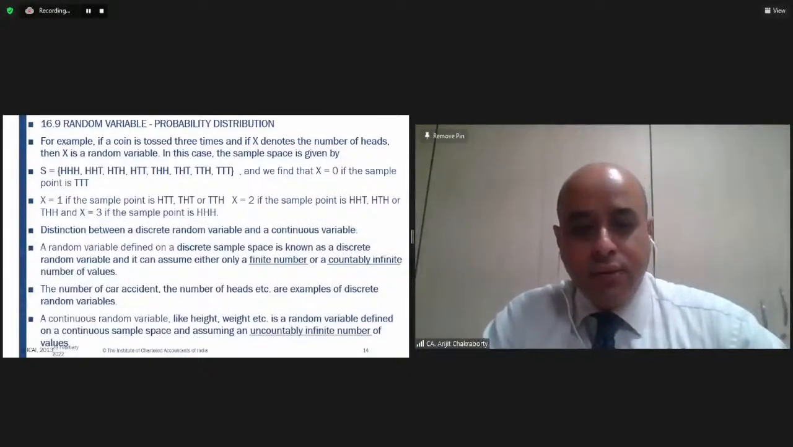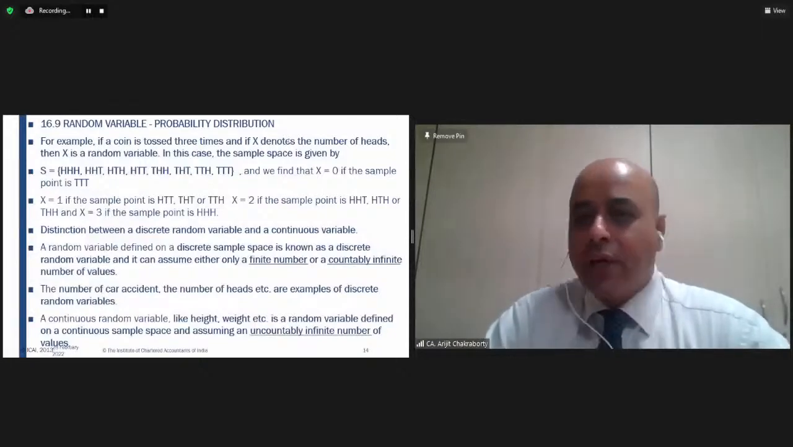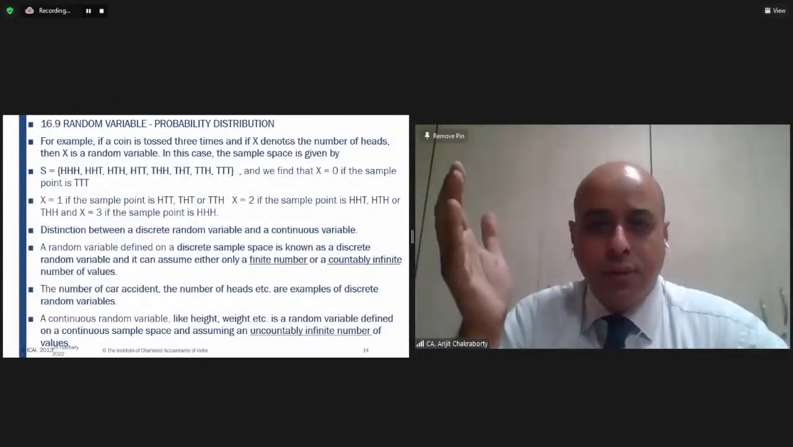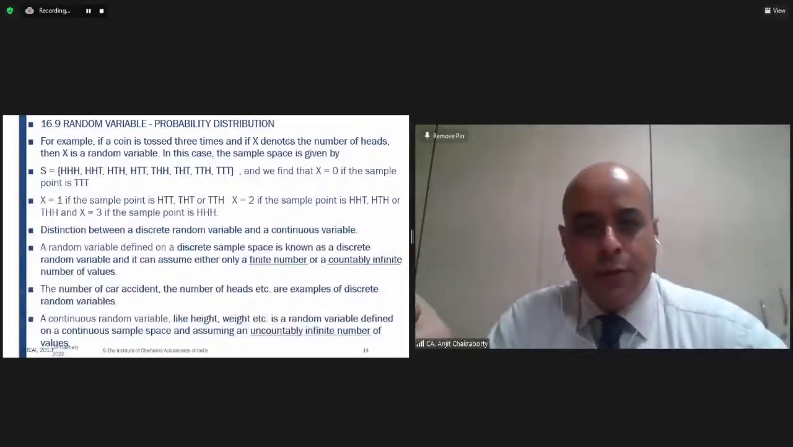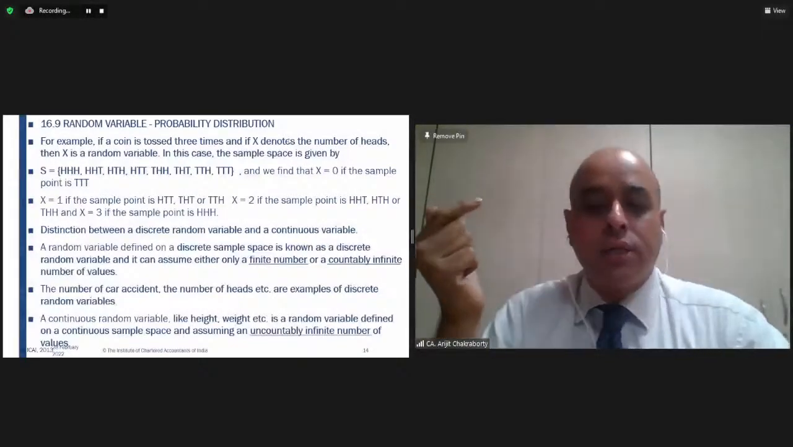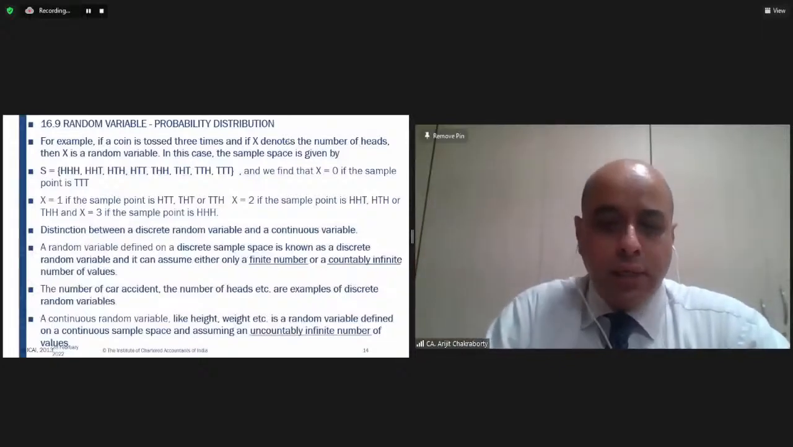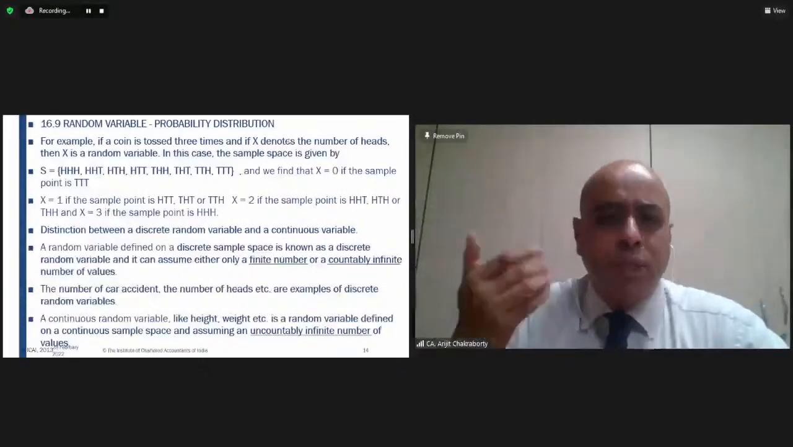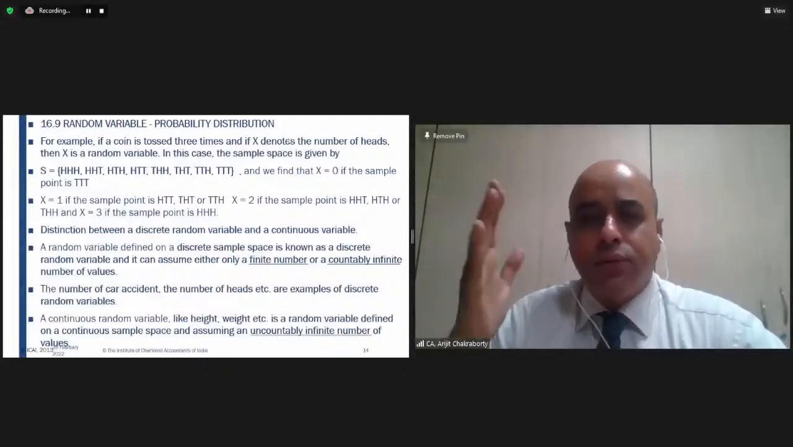Now, a continuous random variable. Once again, we recap what a continuous random variable is. It takes an uncountably infinite number of values, like height, weight. We cannot count it. It can take any value. It's a large number and it's not countable. That's why we call it uncountable. Height, weight, atmospheric pressure, temperature can theoretically take any value.